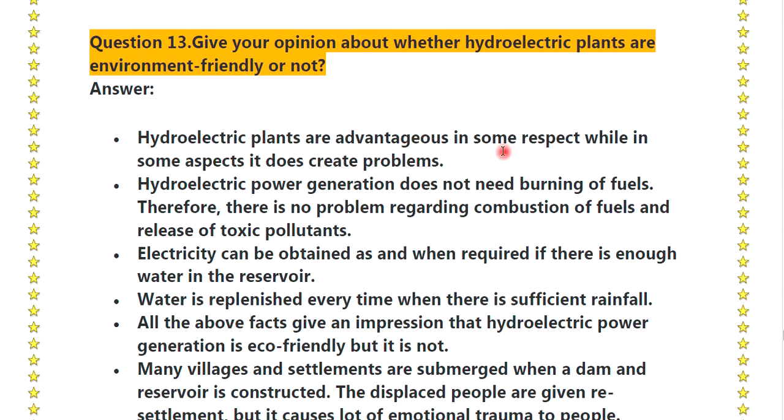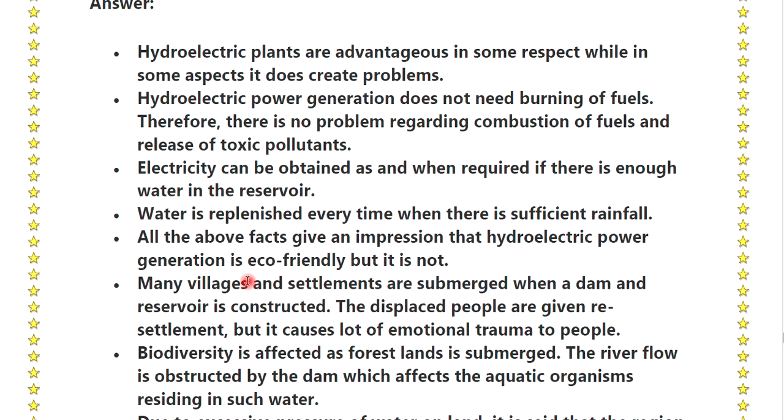Hydraulic plants are advantageous in some respects, while in some aspects they do create problems. Hydraulic power generation does not need burning of fuels, therefore there is no problem regarding combustion of fuels and release of toxic pollutants. Electricity can be obtained as and when required if there is enough water in the reservoir. Water is replenished every time there is sufficient rainfall. All the above facts give an impression that hydroelectric power generation is eco-friendly, but it is not.